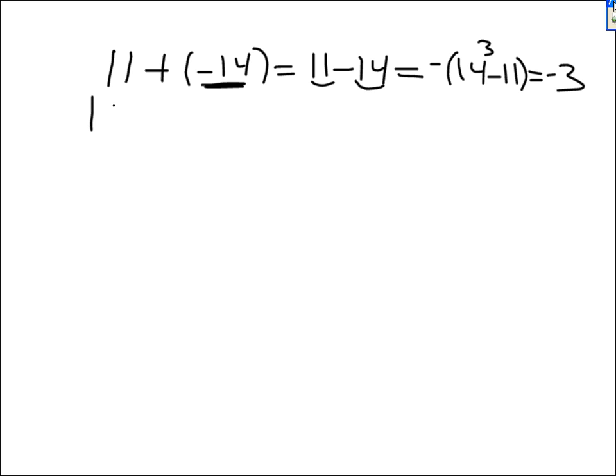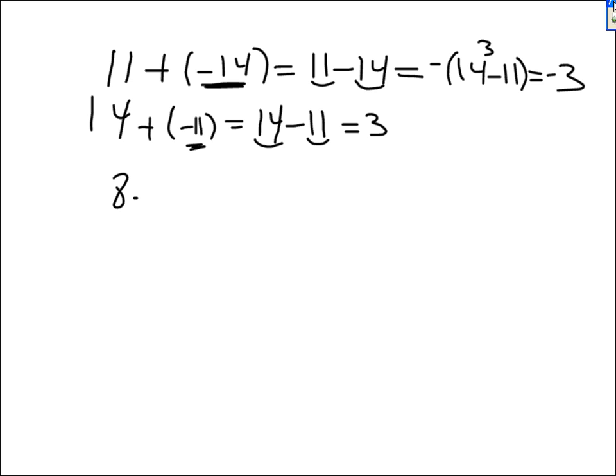If you had 14 plus negative 11, well, that's not 11. So it's not 14 plus 11, it's 14 minus 11, which is 3. Because this number is not bigger than 11. This is elementary school subtraction at that point.